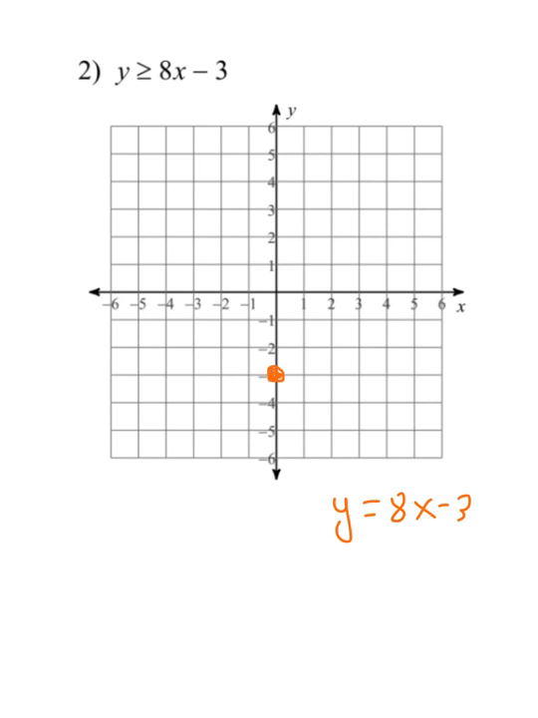So the slope is 8 over 1. That tells us to go up 8. So let's see here. 1, 2, 3, 4, 5, 6, 7, 8. And to go over 1. So my second point is right there.